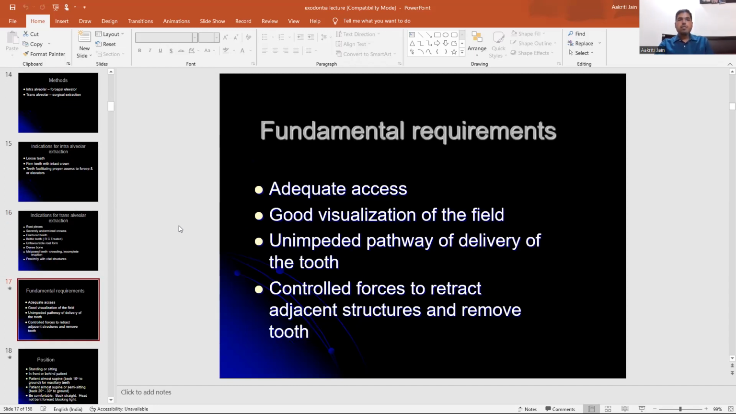Now let's understand the fundamental requirements during the extraction. First is adequate access, which is very important. Good visualization of the field so that proper care of the site can be done. Unimpeded pathway of delivery of the tooth. Controlled forces to retract the adjacent structures and remove the tooth.